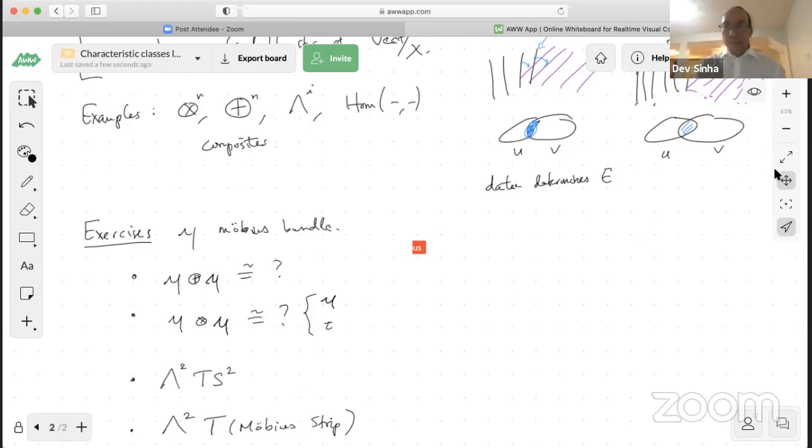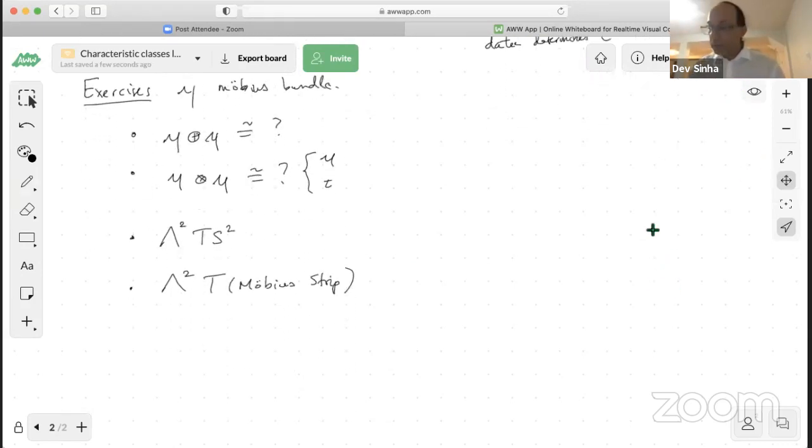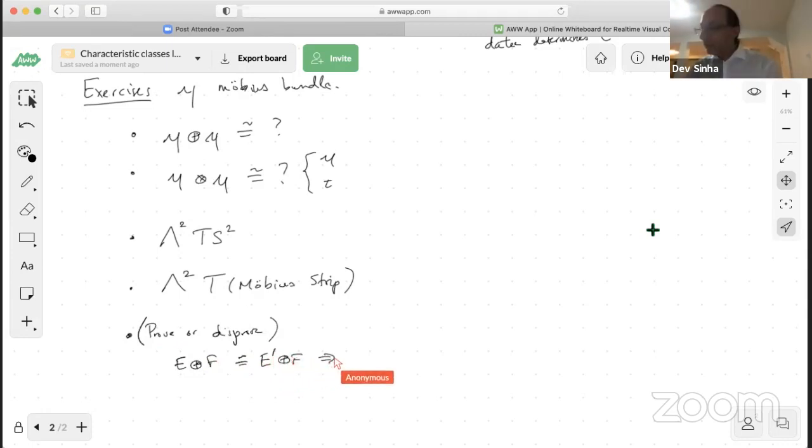And then finally, let me ask the following question, which is kind of related to the next thing that I want to talk about before finishing. Namely, prove or disprove that E plus F, say isomorphic to E prime plus F for some vector bundles, implies E is isomorphic to E prime.